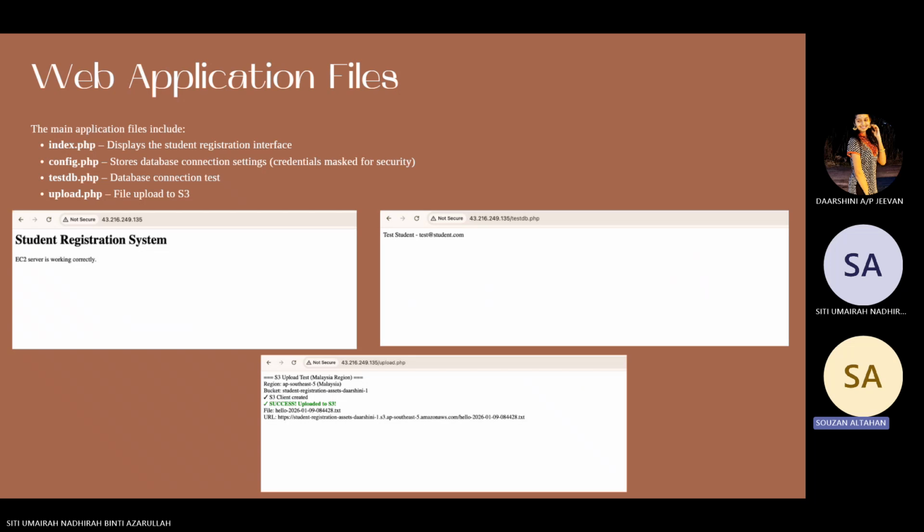It checks the connection between the EC2 and the database. And the upload.php file allows users to upload files to Amazon S3. So in here, the first picture shows the index.php file, the student registration system, and then the test.php file, which shows the test students. And at the end, the upload.php file all worked and can be successfully opened from the web server.